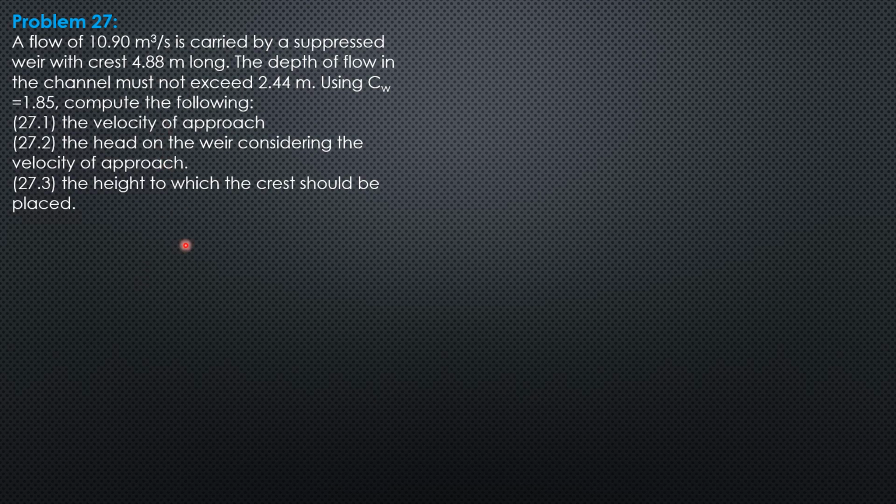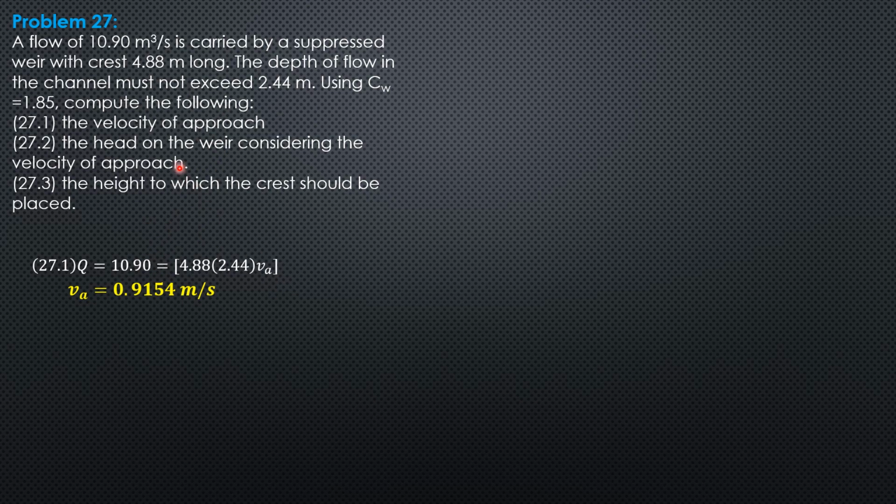So for the velocity of approach, Q is the cross-section of the channel, which is width of the channel times depth of flow times mean velocity, or velocity of approach. So 10.9 equals, because this is a suppressed weir, the length of the crest is also the width of the channel, 4.88, then the depth of flow 2.44 meters in the channel times the velocity of approach. So the velocity of approach is 0.9154 meters per second.